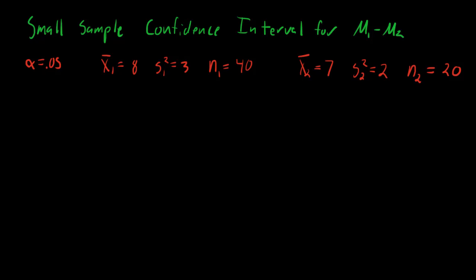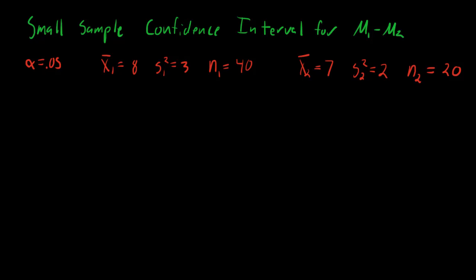In this video, we're going to walk through an example for calculating the small sample confidence interval for mu1 minus mu2. And again, we have a couple of assumptions that we have to make. The first is that the two samples are randomly selected in an independent manner from the two target populations. The second is that both sample populations are approximately normally distributed. And the third is that the population variances are equal. So we are assuming that sigma 1 squared is equal to sigma 2 squared.